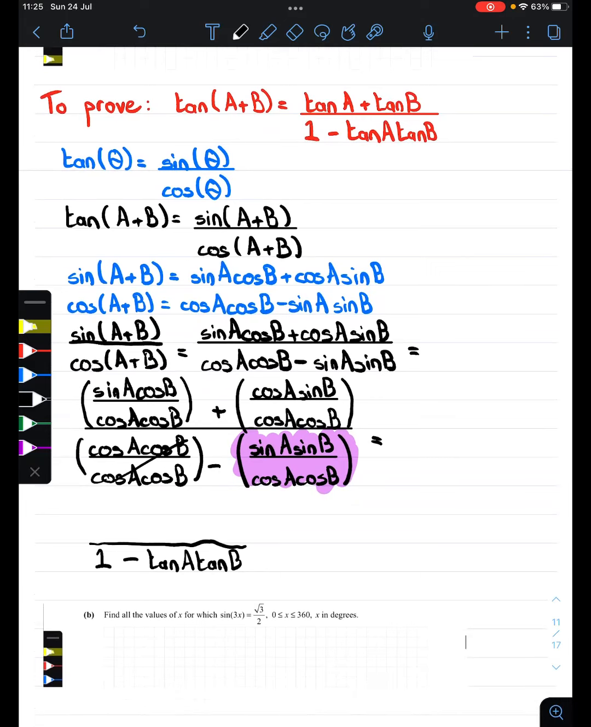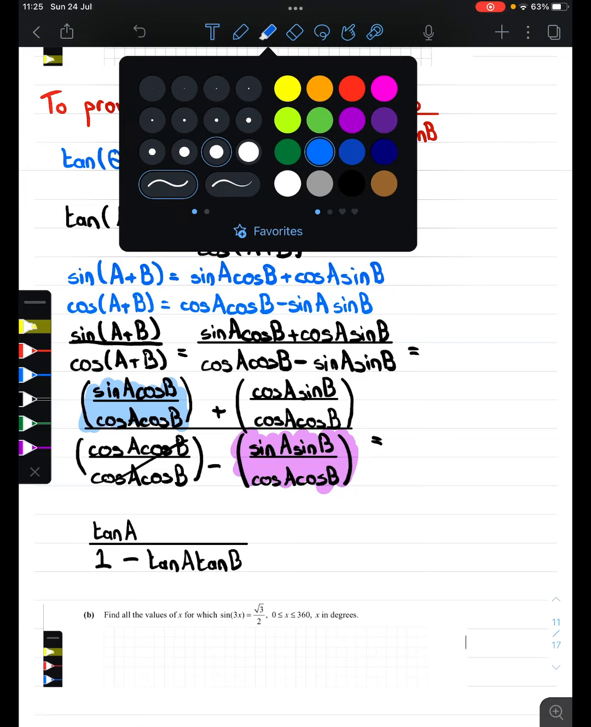Now let's take a look at this term, sine A cosine B over cosine A cosine B. There's a cosine B in both, so that cancels to 1, and then we get sine A over cosine A, which, as we know, is just tan A.